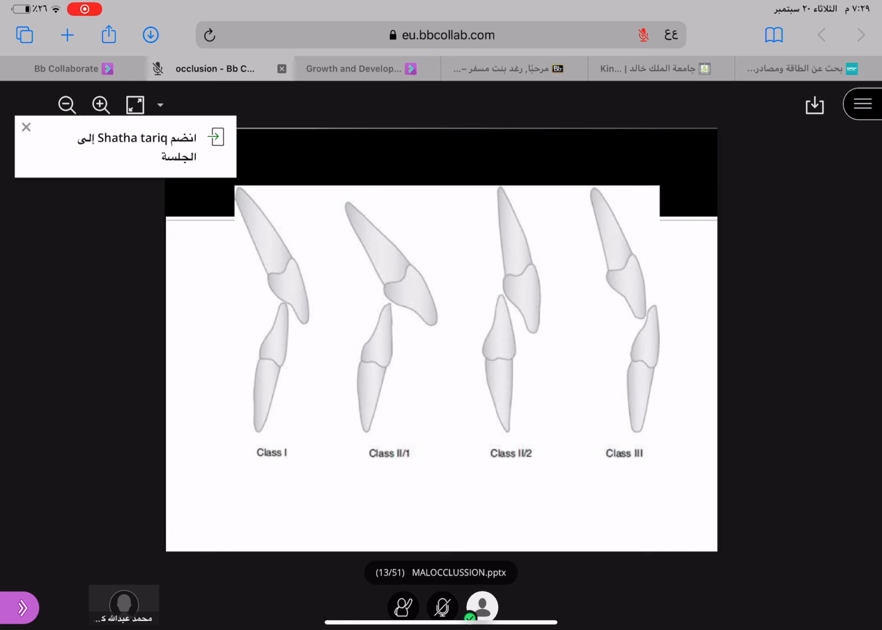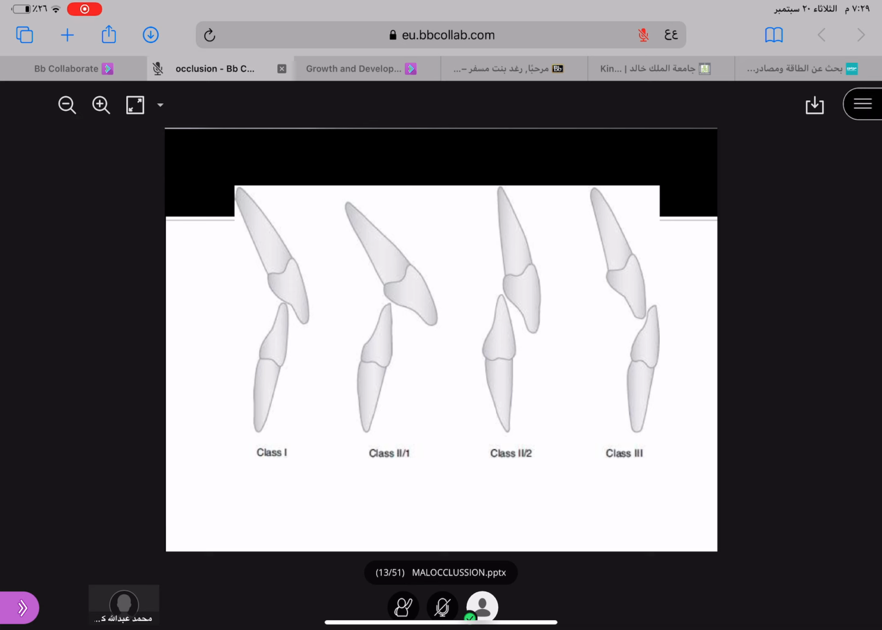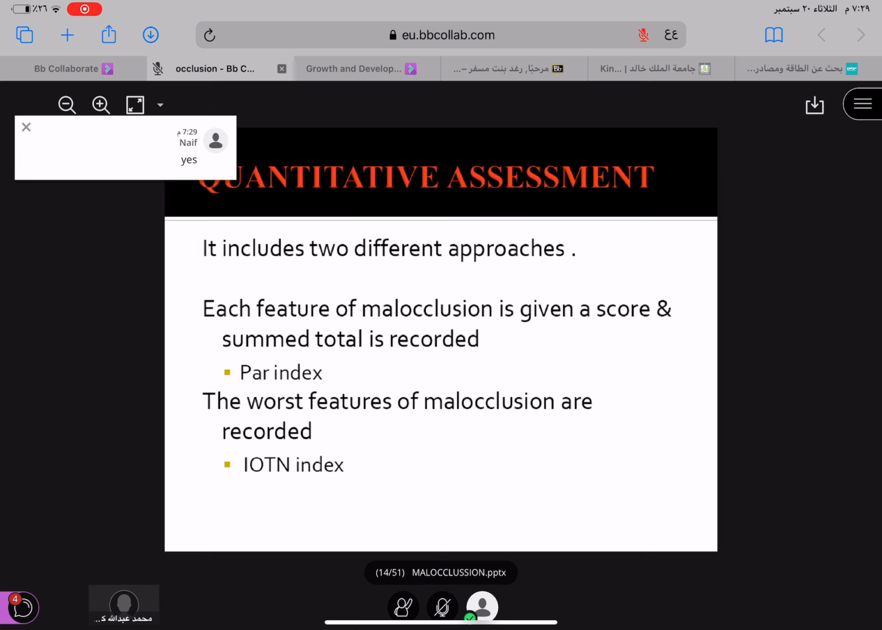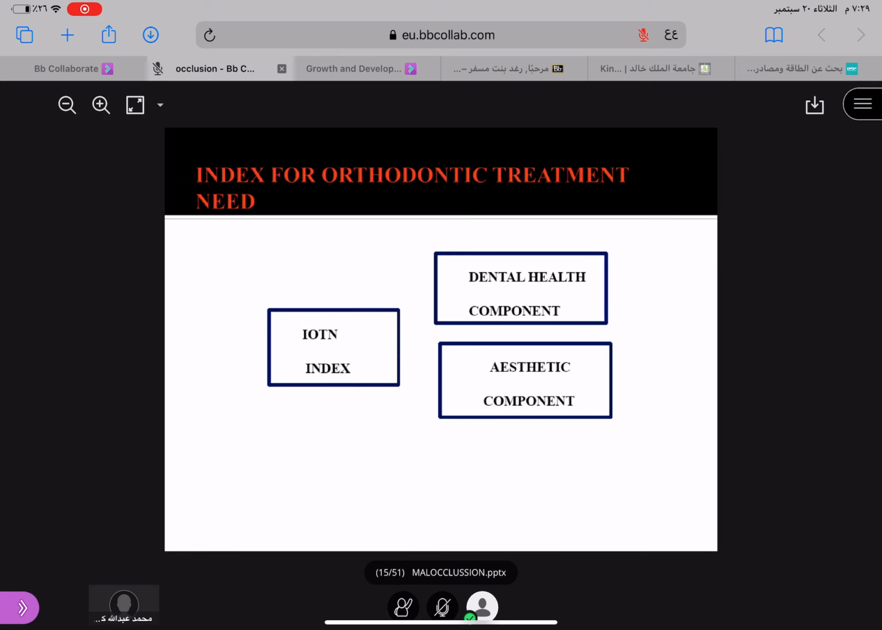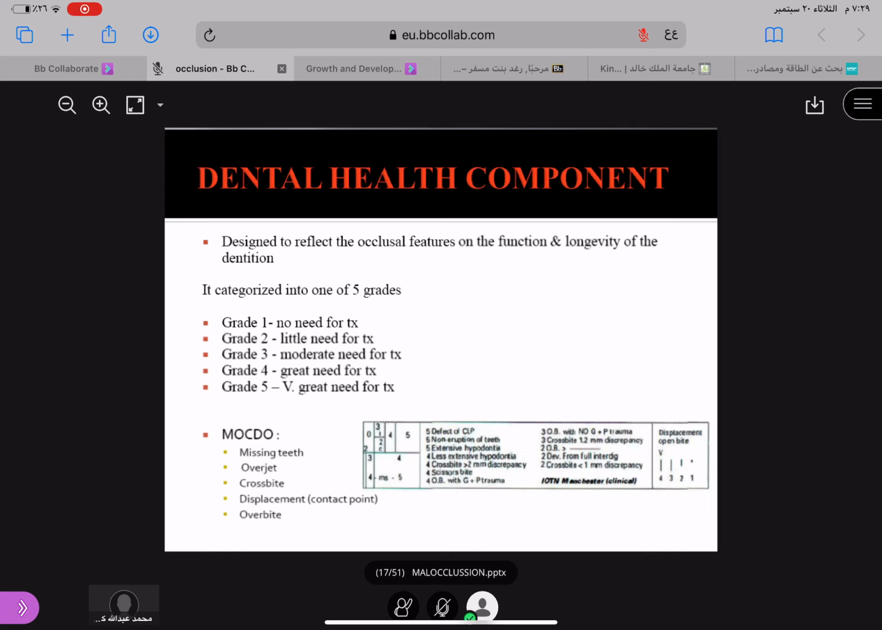Does everybody know what is class 2, class 3 molar relationship? What is class 2 and 3 canine relationship? What is class 2 and class 3? Great. So we will go directly to malocclusion, the etiology of malocclusion. Can anybody please tell me what could be the cause of malocclusion? What are the different causes of malocclusion?